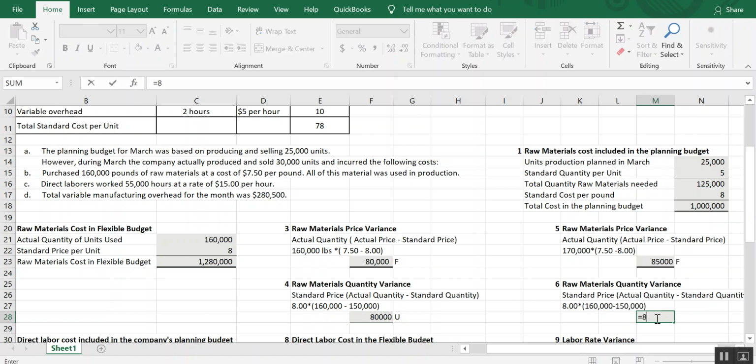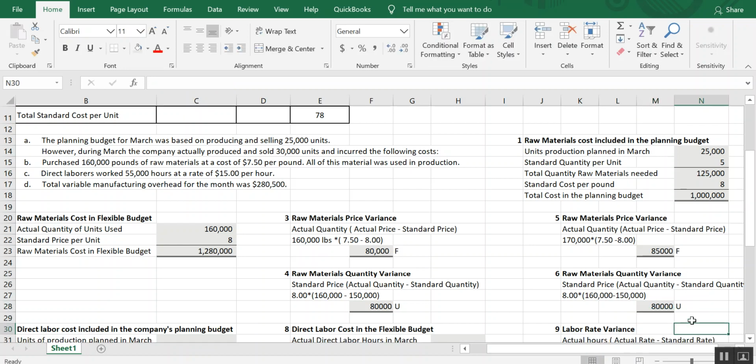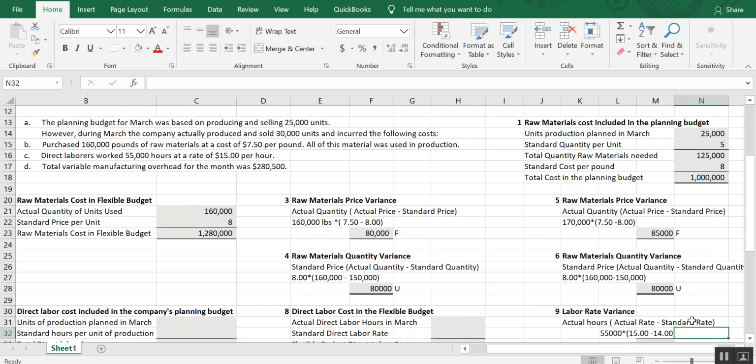We have the $8 times 160,000 minus 150,000, and we get an $80,000 variance. And again, because this is above the standard, it'll be an unfavorable variance. So that's the raw materials quantity variance.